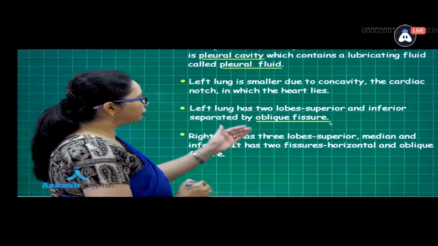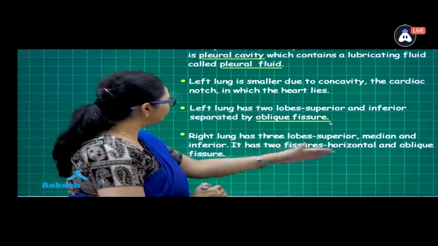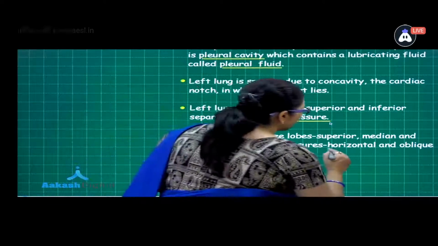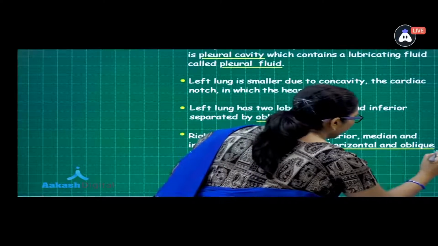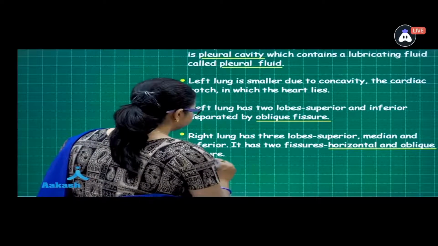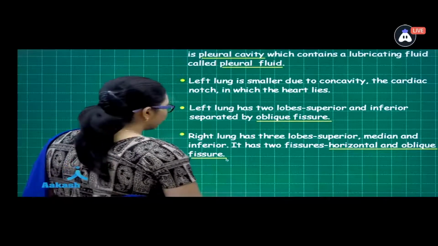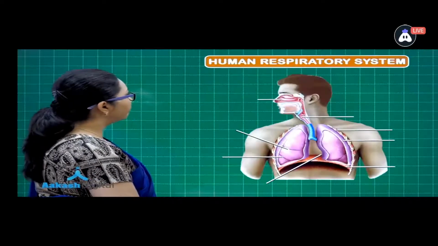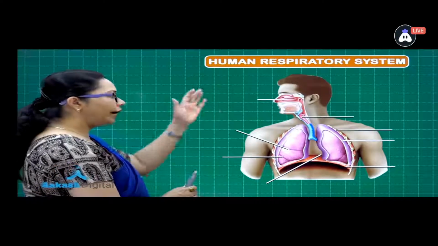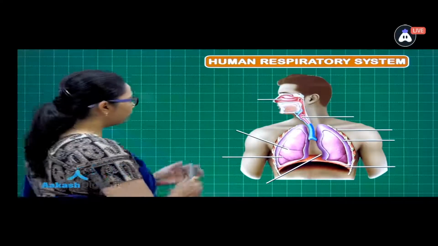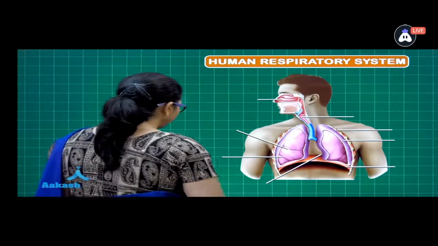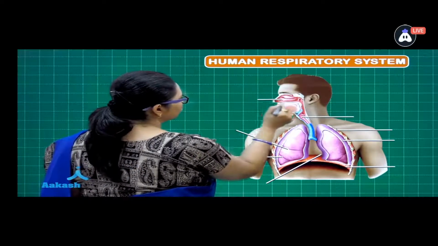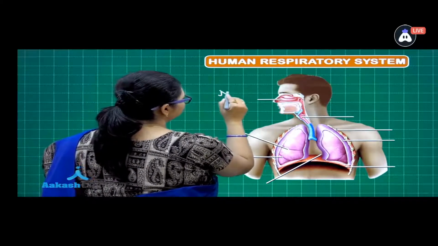Right lung, as we mentioned, has three lobes, superior, median and inferior. So there will be two fissures, that is horizontal and oblique fissures. Now let us see these structures with the help of a diagram. So here we have the entire human respiratory system, in which the upper part we have already mentioned, but we can mention here once again, this is the nasal chamber.